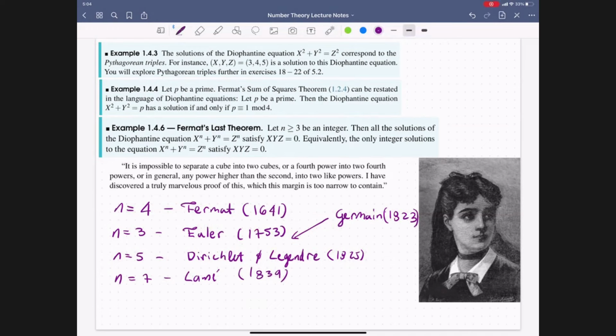And then in 1847, Ernst Kummer, whom we will talk about at the end, proved Fermat's last theorem for what are known as regular primes. And we'll talk about what it means to be regular towards the end of the course. And then finally, it was proven by Andrew Wiles in 1994. And so that was when it was finally settled.